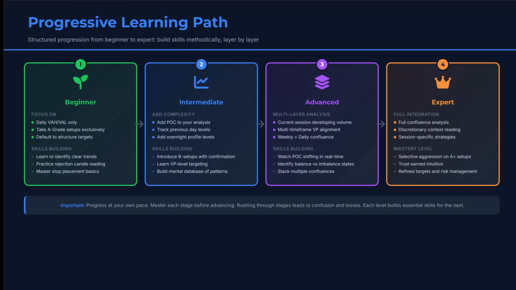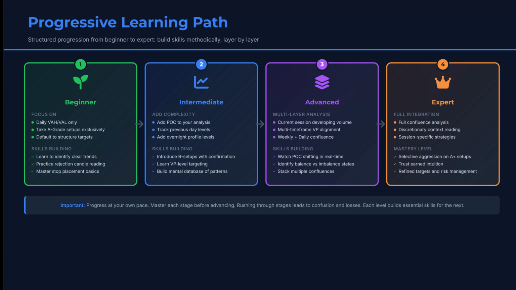Build a mental database of patterns. After 100 to 200 trades, you'll start recognizing recurring scenarios. Document them, screenshot them, save them to your library. Moving to advanced.